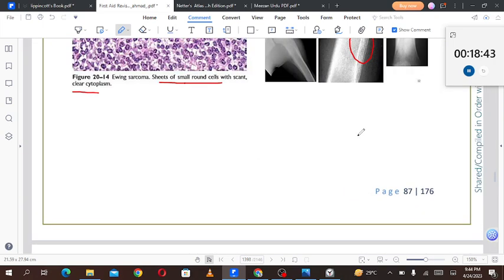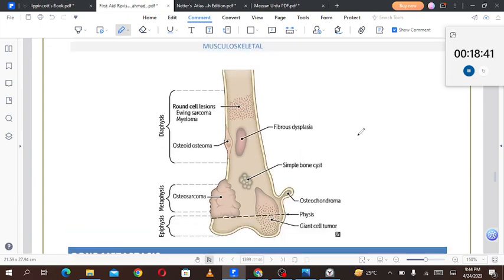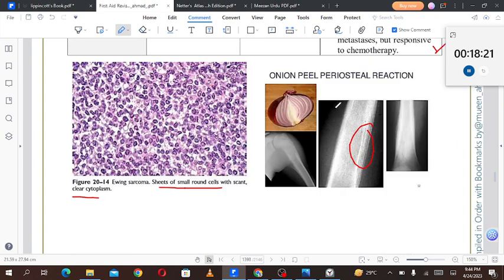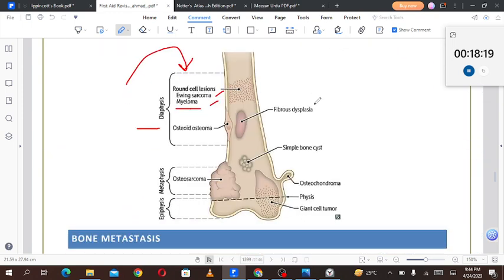Moving forward to the summary of these reactions. In the diaphysis, we have round cell lesions, which can be Ewing sarcoma or myeloma. If the diaphysis contains round cell lesions, they can either be Ewing sarcoma or myeloma. How will we differentiate between the two conditions? We'll check for the translocation from 11 to 22. Then fibrous dysplasia. After that, simple bone cyst can also be a lesion.